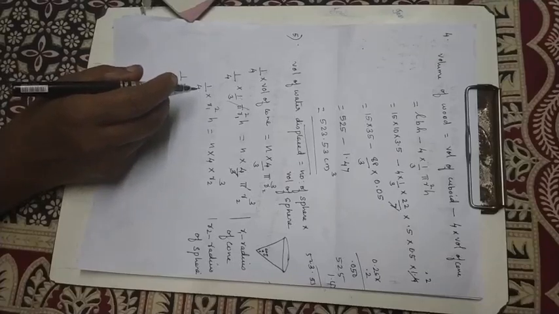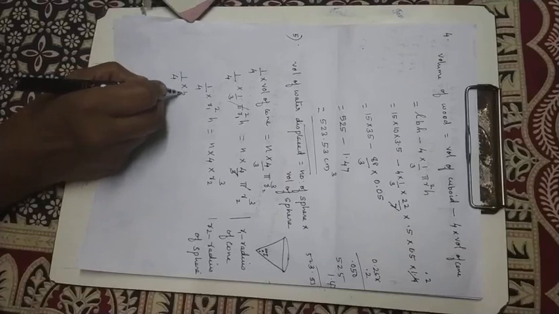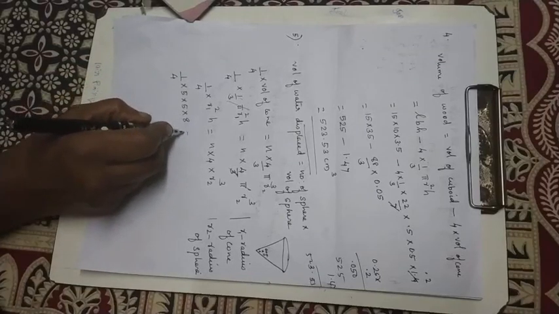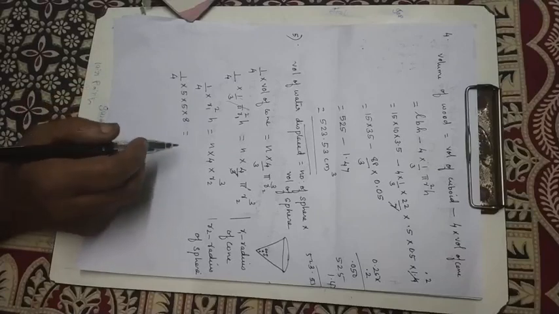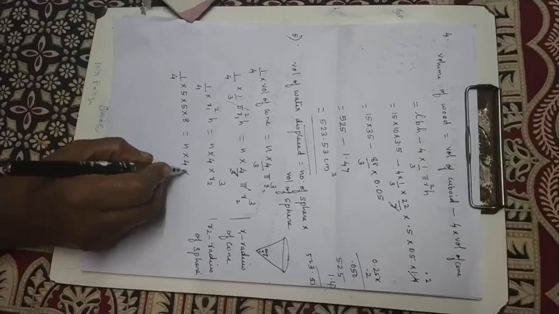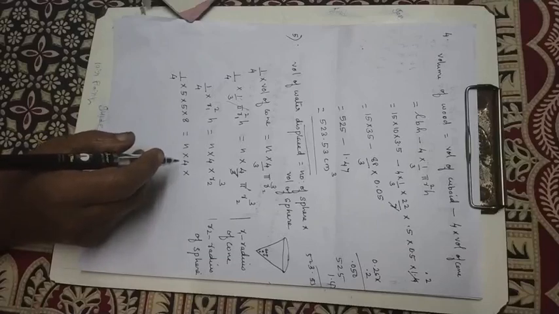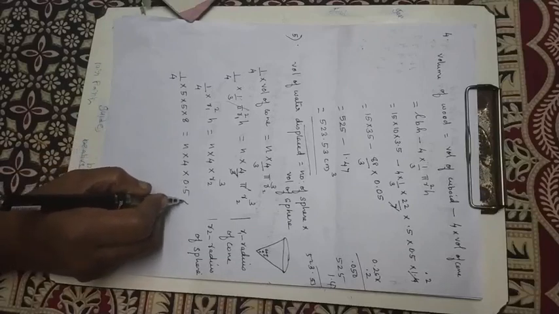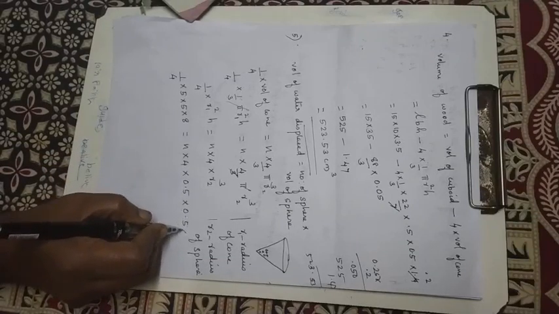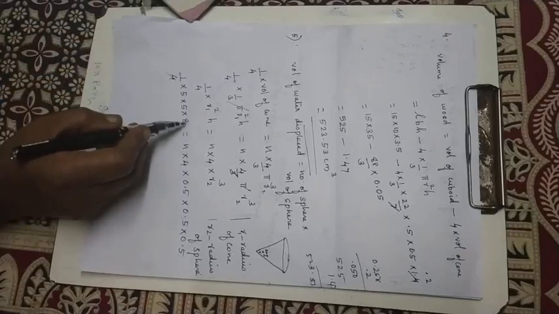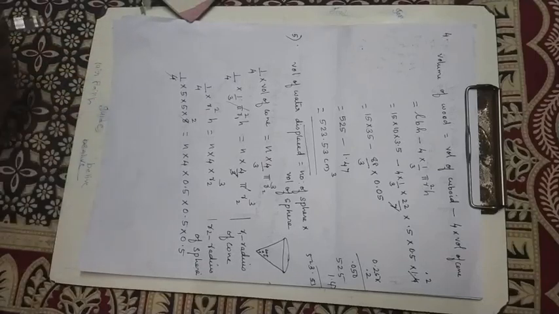So let us put the values. 1 by 4 into R1, the radius of the cone, that is equal to 5, so 5 into 5, H is 8. That is equal to N into 4. The radius of the sphere is 0.5, so 0.5 into 0.5 into 0.5 you will get. So 4 and 8 you can cancel.